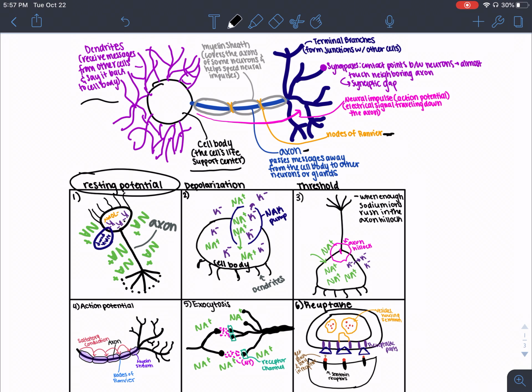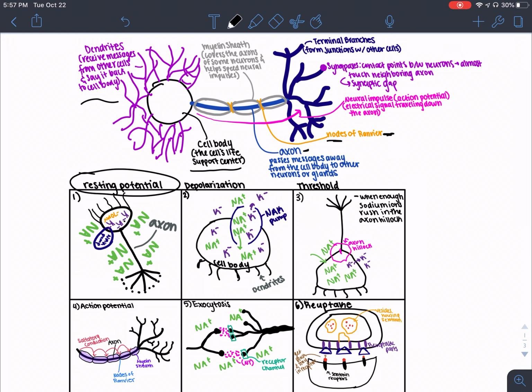Then you have the axon, which passes the message away from the cell's body to other neurons and glands. And then you have the nodes. Then you have the myelin sheath. Basically, it's a fat that covers the axon, and it helps transmit the messages that go down the axon, which are electrical messages, and it speeds up the neural impulses.